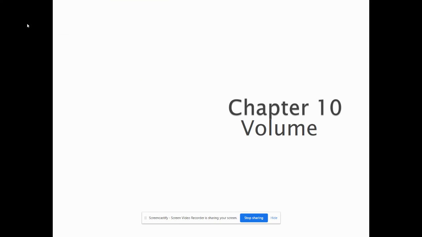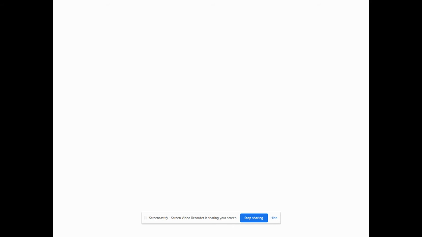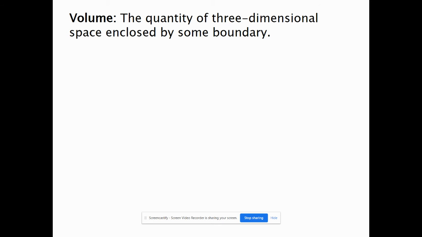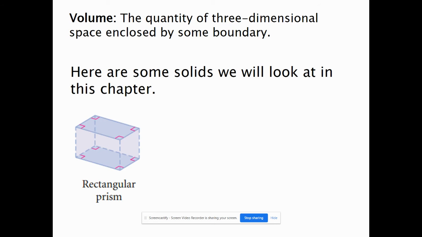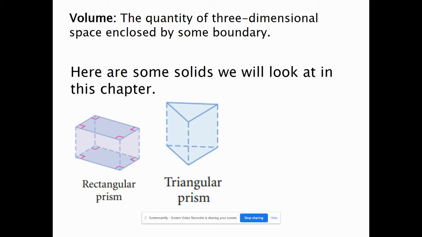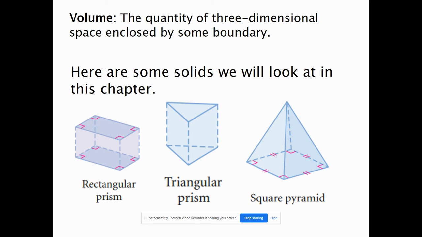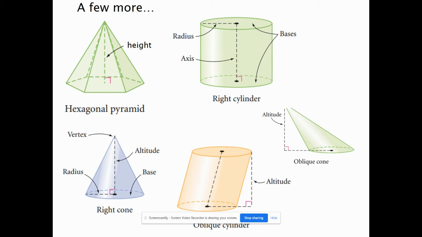So in this video, I'm going to take you through the beginning of chapter 10, which is about volume, which is not the same thing as just turning up your phone. This means how much space is in a solid, like a rectangular prism. So if we filled it, just think of filling it with water. That's the volume. Triangular prism, square pyramid, right cylinder.